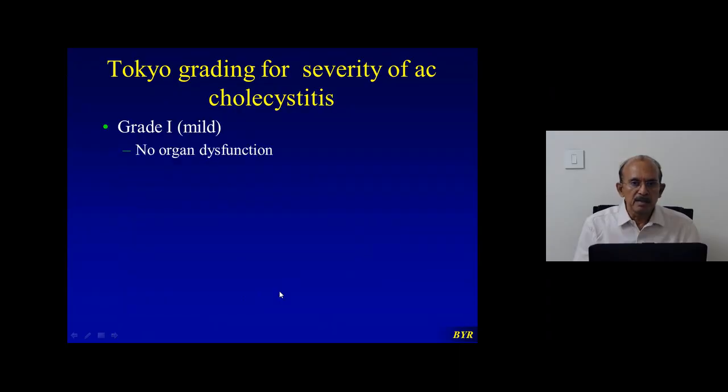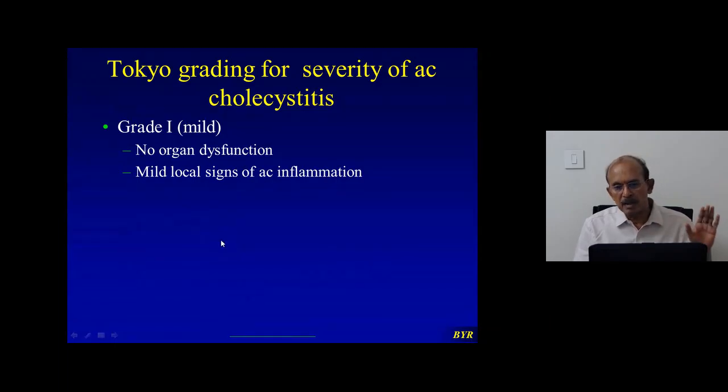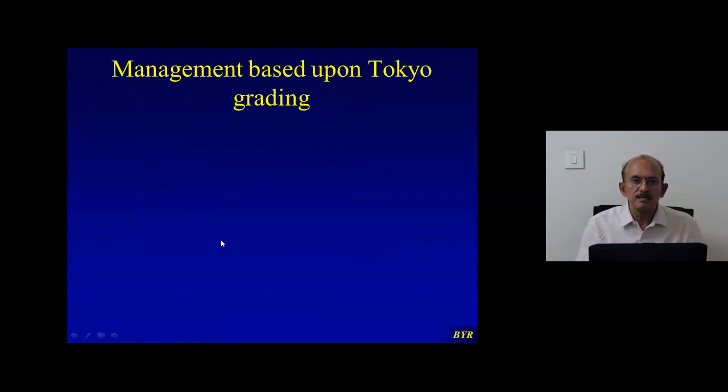Grade 1 patients means there is cholecystitis, no organ dysfunction. Mild local signs of acute inflammation. There is no severe local inflammation. So, like that, you can grade the patient into 3 grades, and basing on these grades, you will manage the patient. So, management based upon Tokyo grading.